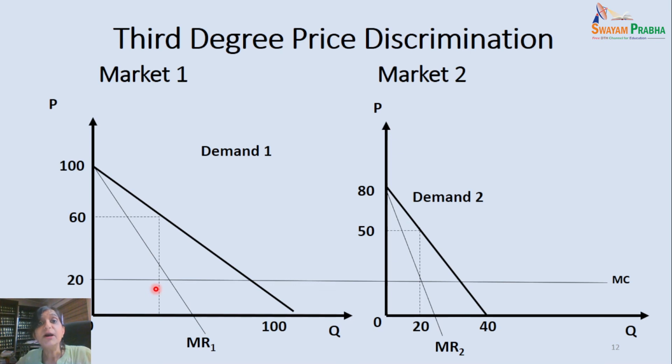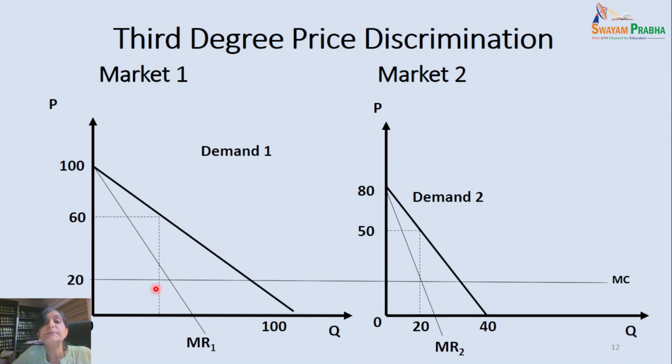This way, the firm will be able to charge a higher price in the market where the demand is inelastic and a lower price in the market where the demand is elastic. Hence, the total profit. What will be the profit of the monopolist? Profit from market 1 plus profit from market 2. Because a higher price is being charged in one market and a lower price in the other, the firm will earn greater revenue and greater profits compared to the situation where it would not have done any price discrimination.